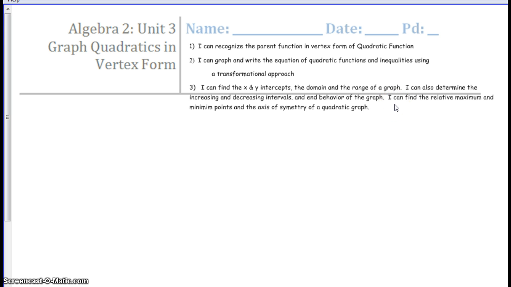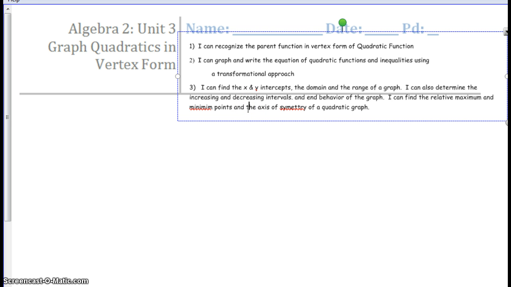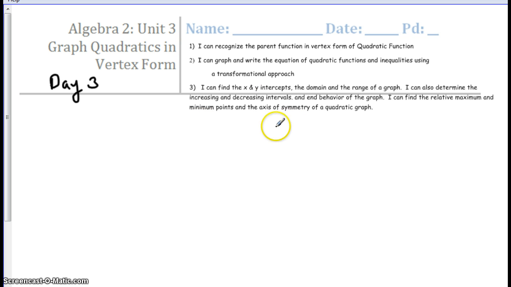Last, I can find the relative maximum and minimum points and the axis of symmetry of a quadratic graph. Okay, let me fix the spelling there. Okay, that looks better, and I've added Day 3 to help organize your notes.